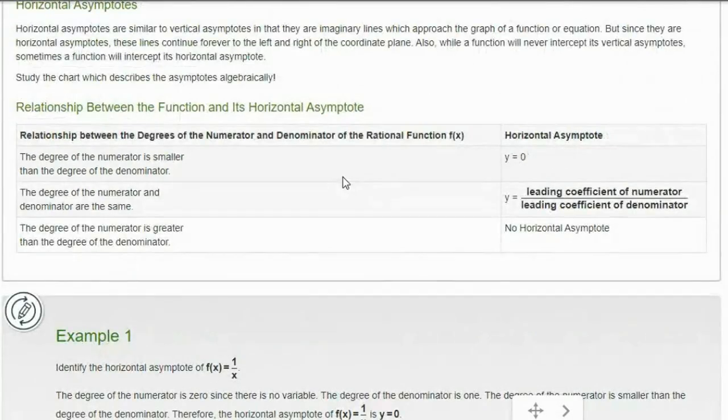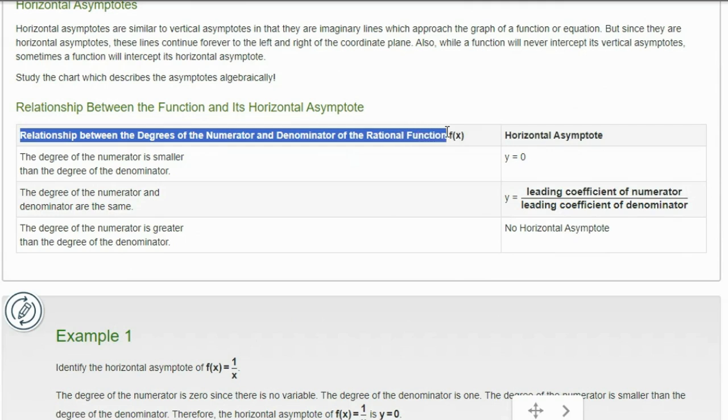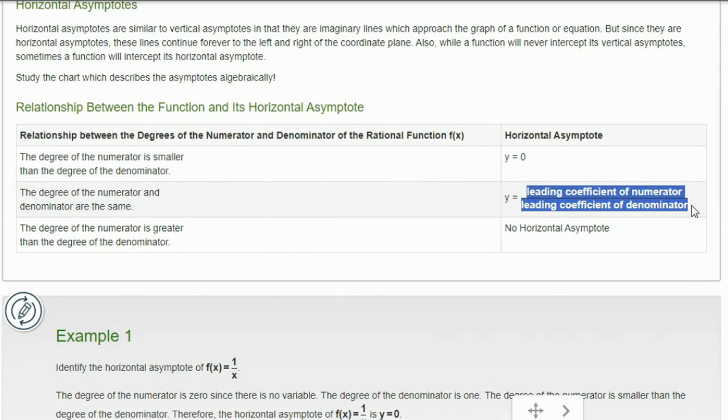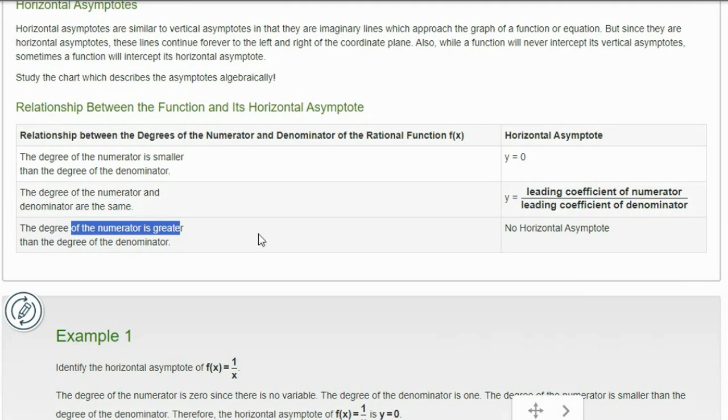And here is how they have written it in our lesson. The relationship between the degrees of the numerator and the denominator of the rational function and the horizontal asymptote. So if the degree of the numerator is smaller than the degree of the denominator, your asymptote is y equals 0. If they are the same, y equals the leading coefficient of the numerator divided by the leading coefficient of the denominator. And if the numerator is greater, there's no horizontal asymptote.